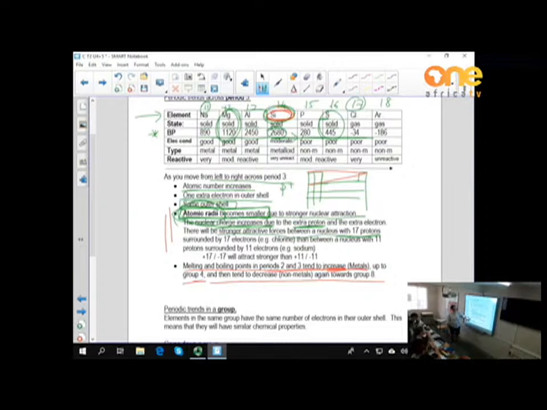So just remember, melting and boiling points for both period 2 and 3 tend to increase from left to right, but once again, when we reach the non-metals, there's a tendency to decrease, and that's got to do with the forces between the particles. Between the non-metal particles, the forces tend to be weaker. Between the metal particles, the forces tend to be stronger. Are you okay with that? All right.